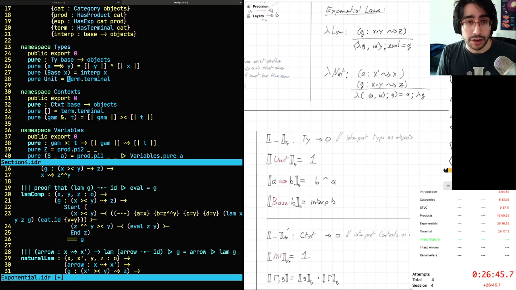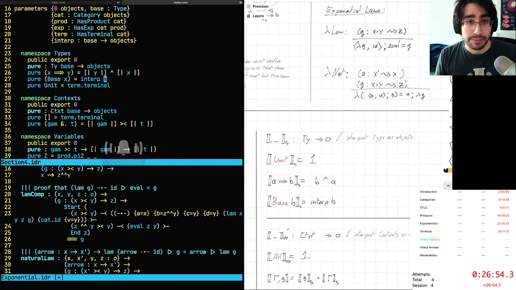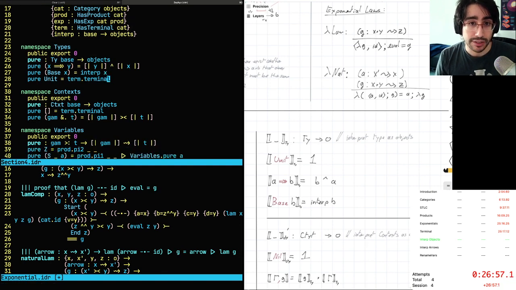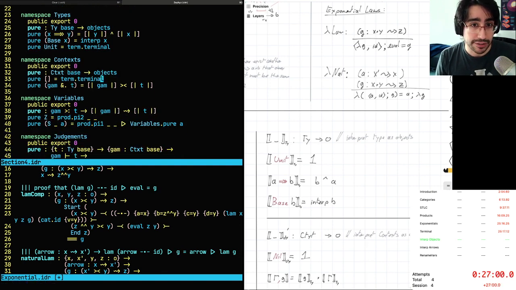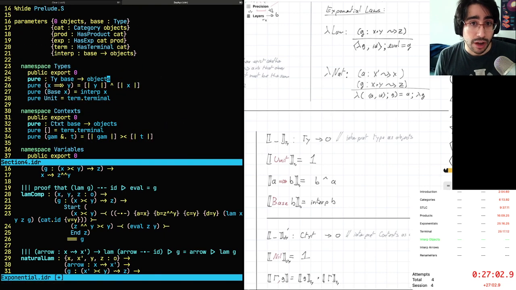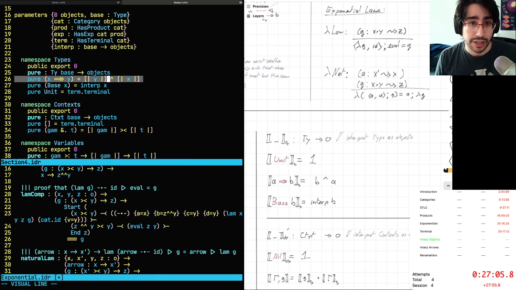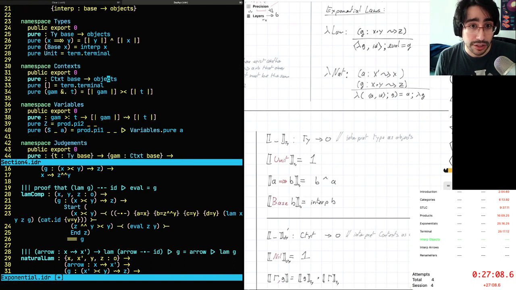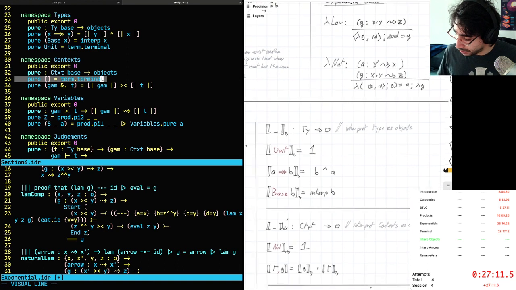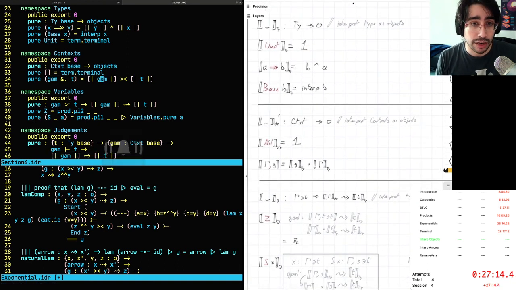So units maps to terminal. Again, I skipped something because this is going too quickly. Types map to objects. Contexts map to objects, and the rest map to arrows. So those are the objects that correspond to the function types and the unit type. For contexts, the empty context maps to one as well, right? And the non-empty context maps to a product, which recursively interprets the additional context as an object itself and does the product with T.